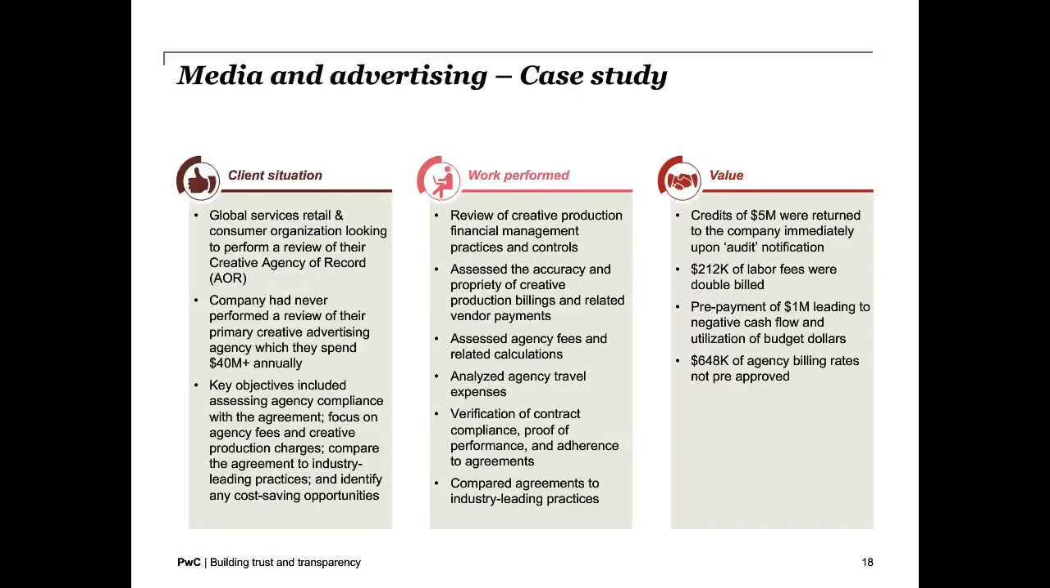And this is a real-life situation. This happened to be a retail consumer organization that looked at their creative production agency. This is an agency that did creative work around printed materials and even broadcast, radio, television, that type of advertising. They had never performed a review. They spend over $40 million annually in this area. And their objective was to do basic agency compliance with the agreement. They wanted to focus on the fees they were paying their agency, all the production pass-through charges, and making sure that they were adhering to industry-leading practices, and of course, cost savings opportunities and process improvements that may result from this.